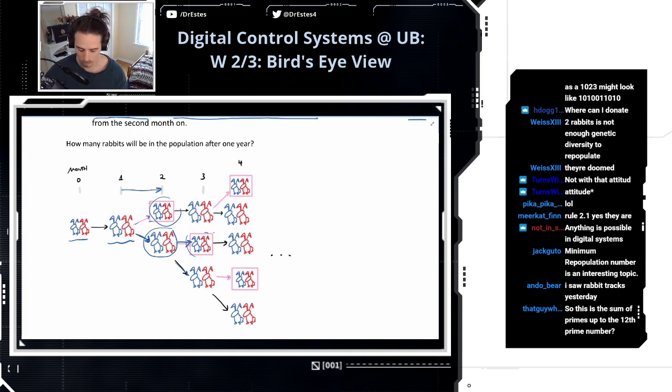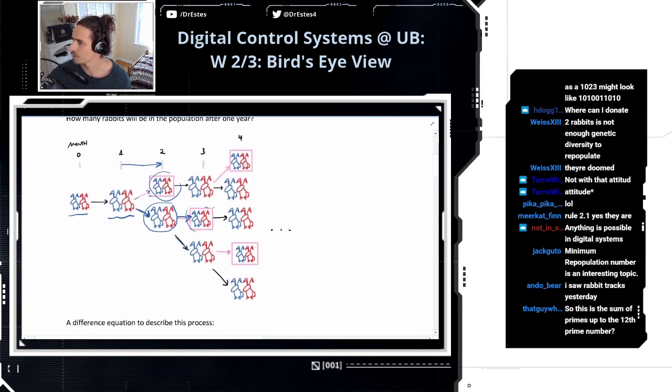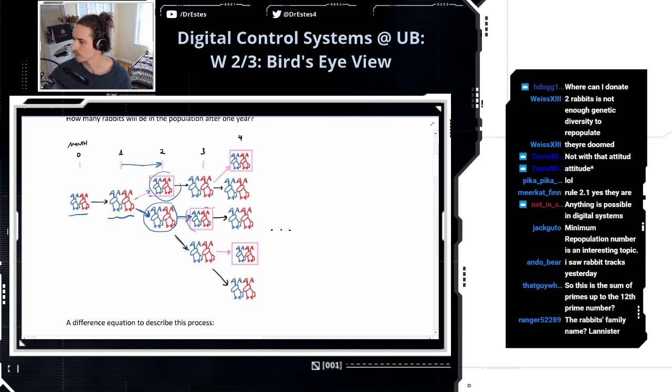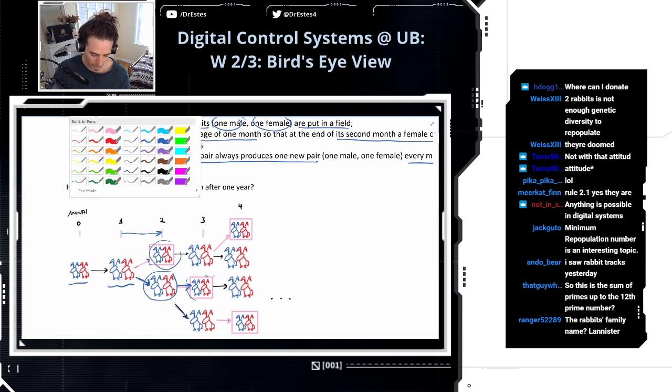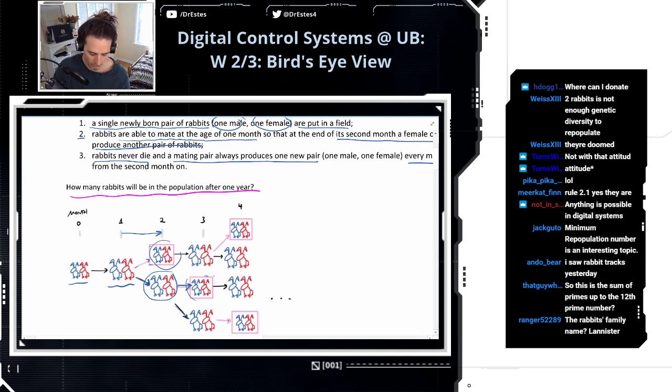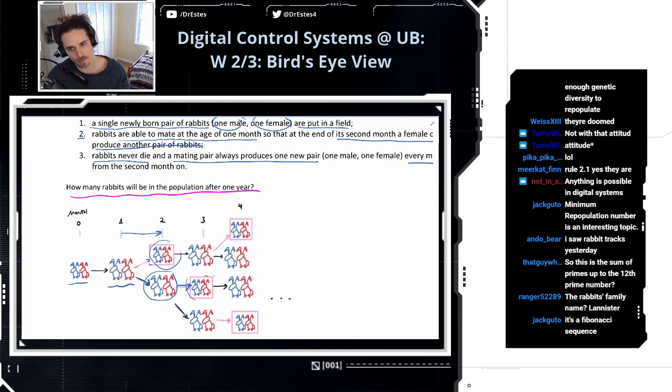So here's your task, and we'll come back to this on Monday. How many rabbits will be in the population after 1 year? So think about how you would solve this.